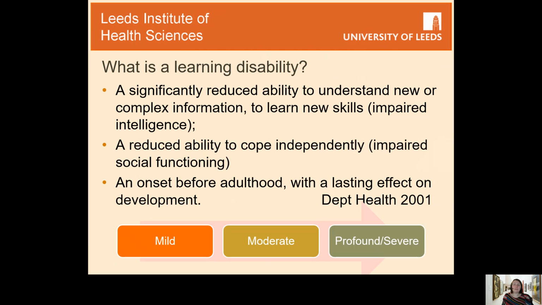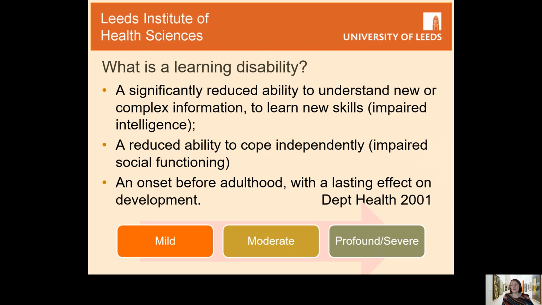So, the official definition of a learning disability is a significantly reduced ability to understand new or complex information, to learn new skills, and a reduced ability to cope independently. And it's at onset before adulthood. So an adult who has a brain injury and begins to be unable to understand new or complex information does not have a learning disability and should not be coded as such.